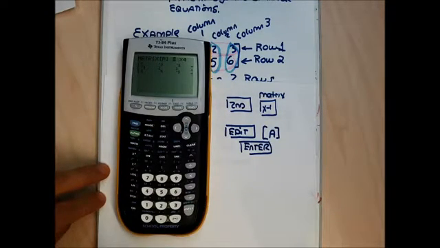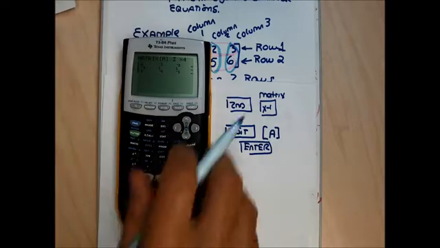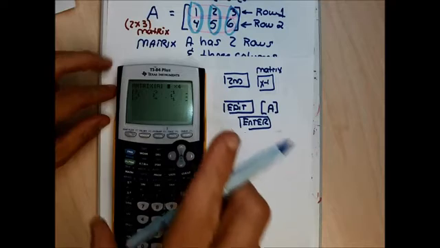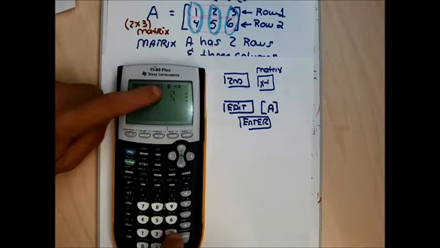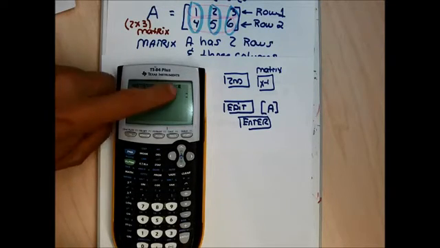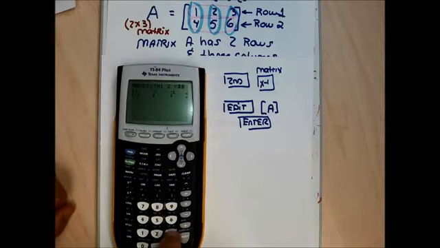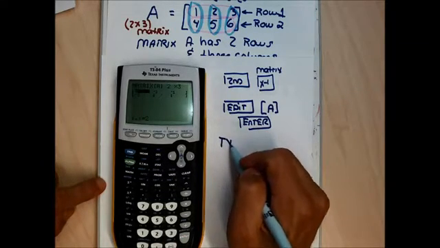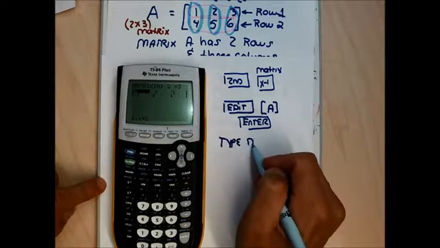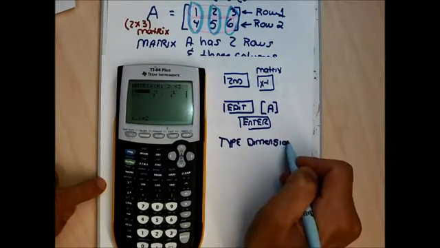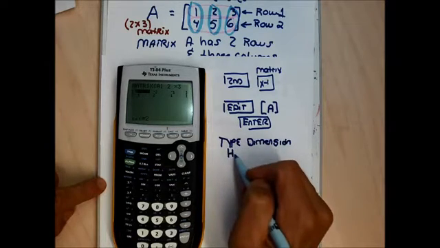The first thing I see is the dimension of the matrix A. And matrix A is a 2 by 3 matrix. So what I'm going to need to type now is the dimension. I'm going to type 2 and hit enter. Then my calculator will bump over to where the 3 is. I'll type 3 and hit enter. Hitting enter each time you type a number.